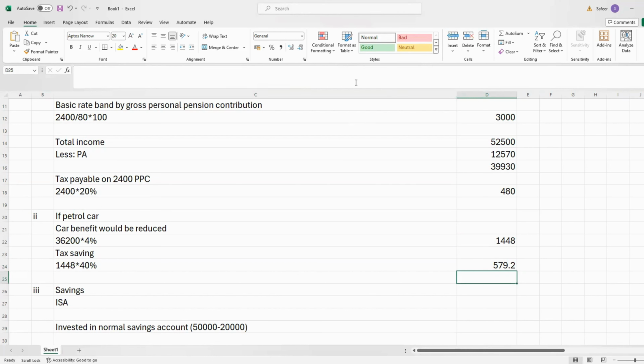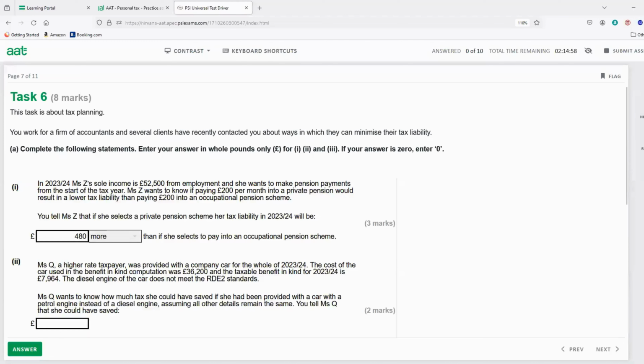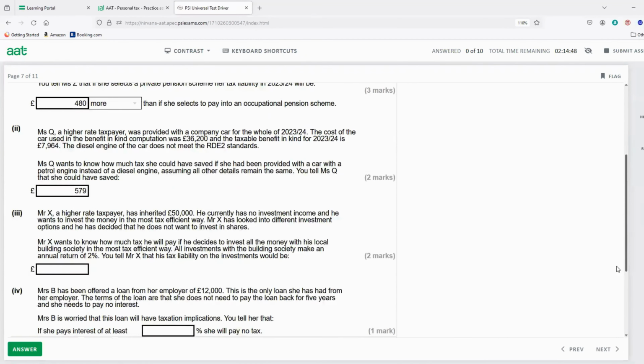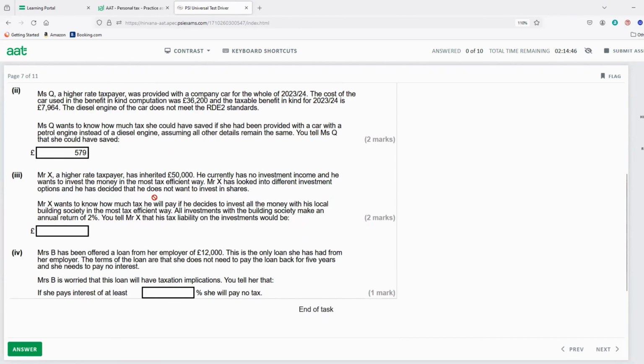Now remember in the question, they ask you to enter the whole amount, and the whole amount in this situation will be 579, of course.